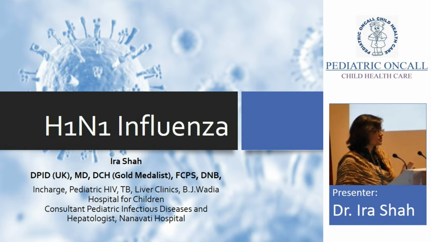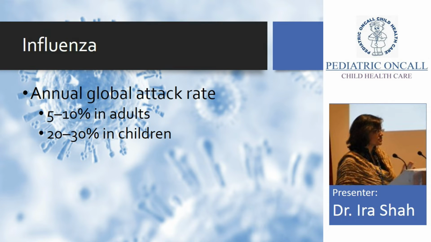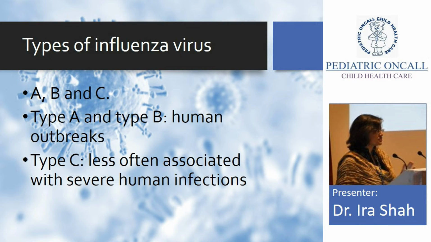Influenza, we all know it's the highest epidemic across the globe. We get an annual infection rate of around 5 to 10% in adults, and almost 20 to 30% of children are affected annually by influenza. There are three types of viruses, A, B and C. A and B are known to cause human outbreaks, whereas C is less commonly seen with human infections.